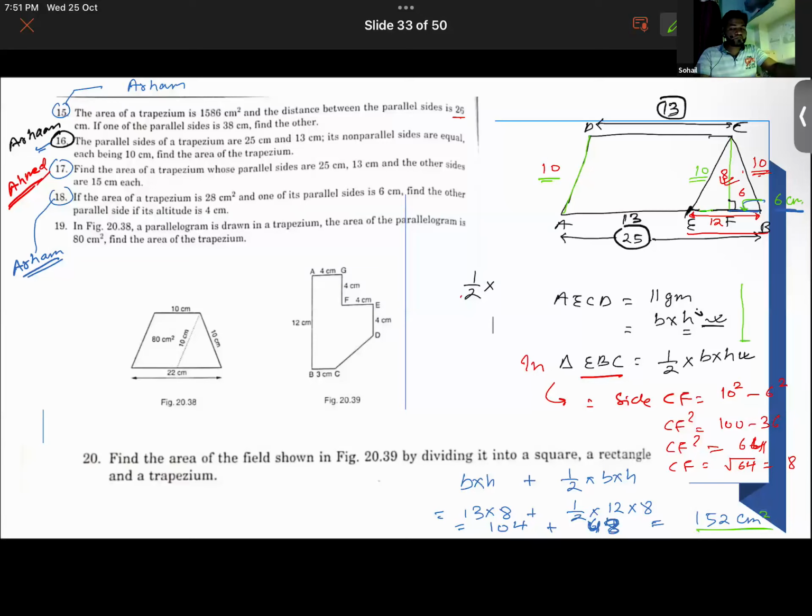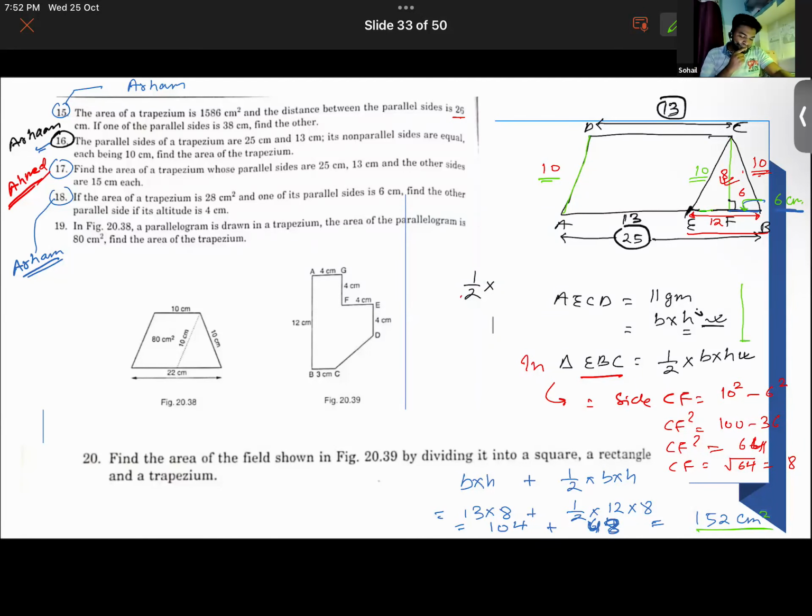Sir, I've got parallel side as 8 over here. Okay. Simple question. I will not be solving this one because it's a very simple question and we have several times solved a question of such nature. Okay. Question number 19 over here.